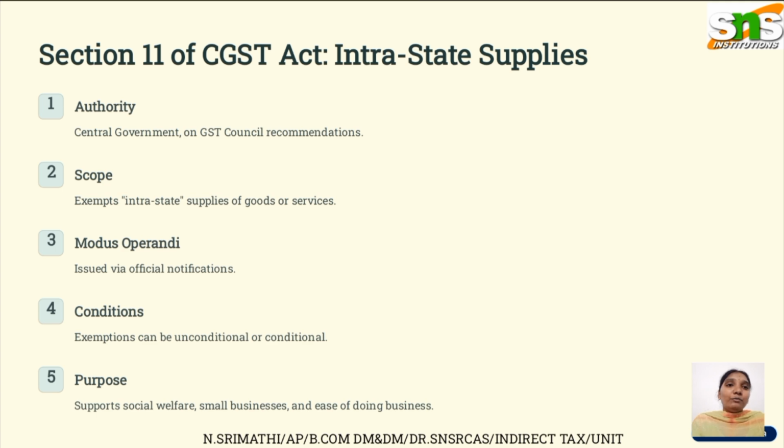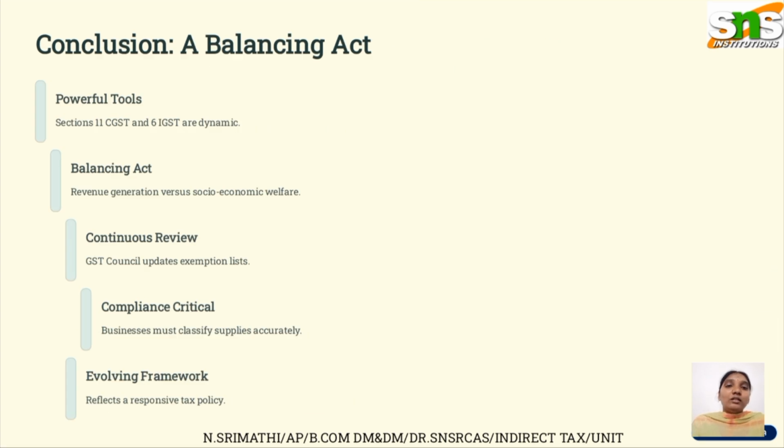The purpose of Section 11 and intrastate supply is to support social welfare, small businesses, and ease of doing business. This is the main point. Finally, the balancing act of Section 11 in CGST: Section 11 CGST and Section 6 IGST are both dynamic, powerful tools in the GST supply framework in India.